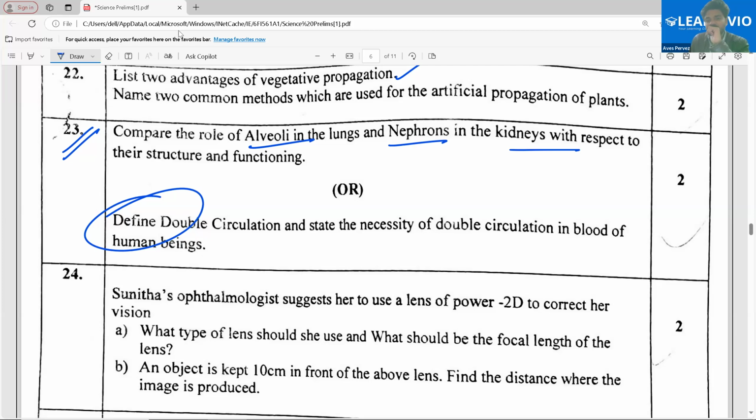अच्छा, why double circulatory system is important in human beings? It produces more oxygen, which means more energy will be provided, and then there's no intermixing of oxygenated and deoxygenated blood. Okay, और सबसे important thing ये है कि we are warm-blooded animals and warm-blooded animals require large amount of energy to maintain their body temperature.